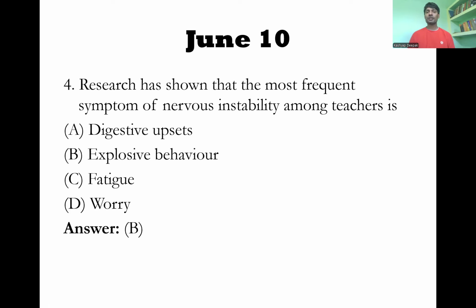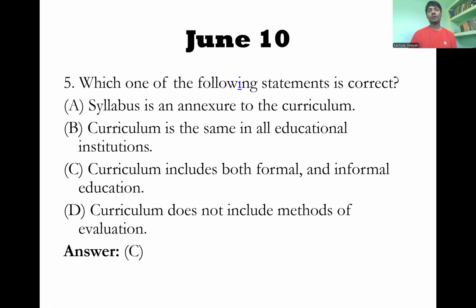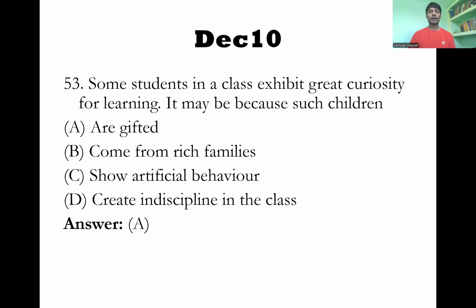Research has shown that the most frequent symptom of nervous instability among teachers is digestive upset, explosive behavior, fatigue, or worry. The answer is simply B, explosive behavior. Which of the following statements is correct? Syllabus is an annexure, curriculum is the same... This question is again repeated, but option C is different. So the answer here is that it includes both formal and informal education.